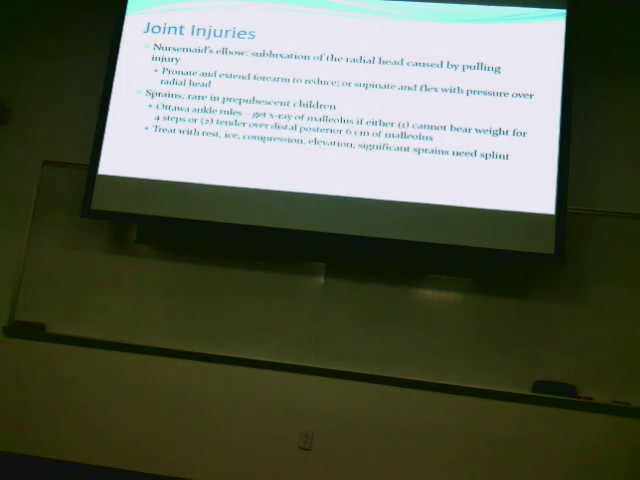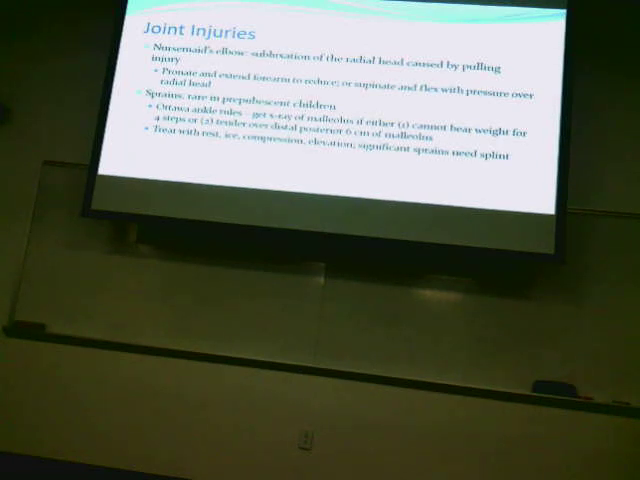So the treatment for that is to pronate and extend the forearm to reduce. Likewise, you can also supinate and flex. And while you're doing the maneuver, you want to put pressure over the radial head to put it back in place. Sorry, radial head being here.